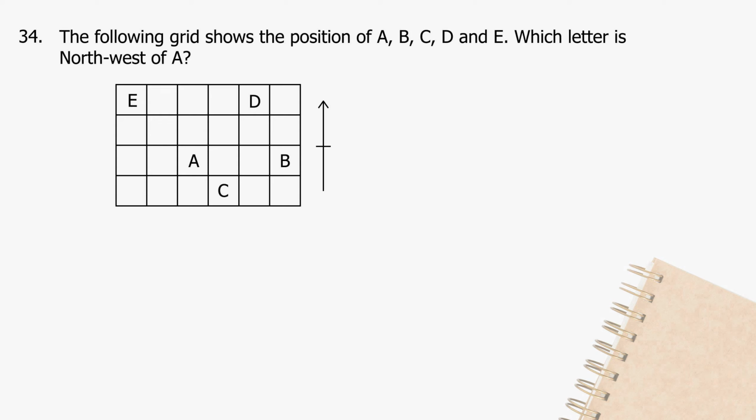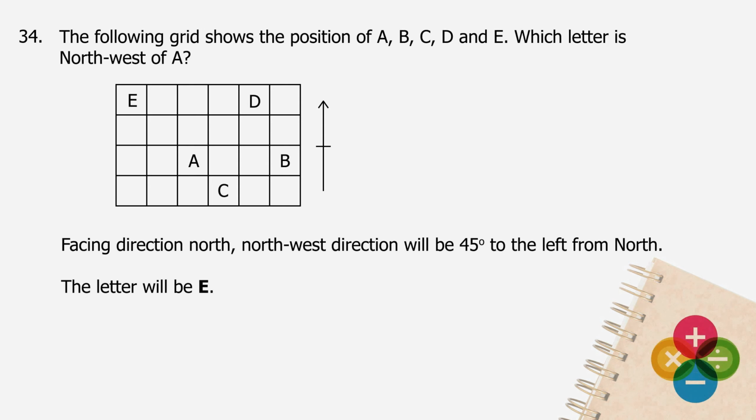Question 34. The following grid shows the position of A, B, C, D, and E. Which letter is northwest of A? Facing direction north, northwest direction will be 45 degrees to the left from north. The letter will be E.